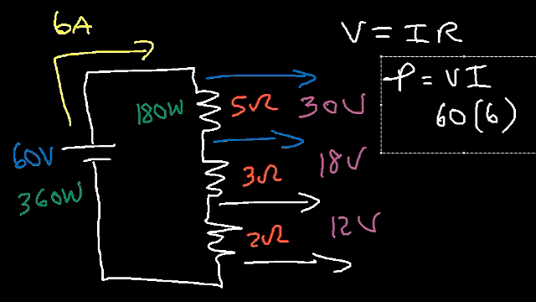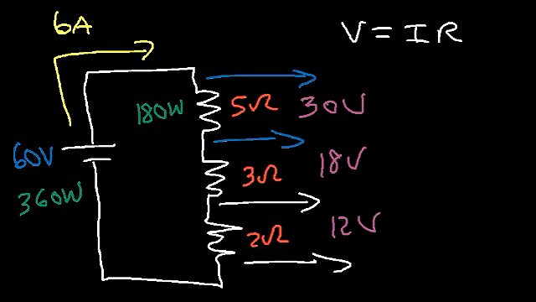Now what about the 3 ohm resistor? How much power does it absorb? Let's use P equals VI. The voltage across the 3 ohm resistor is 18, and the current that flows through it is 6. So what is 18 times 6? 10 times 6 is 60, 8 times 6 is 48. 60 plus 48 is 108.